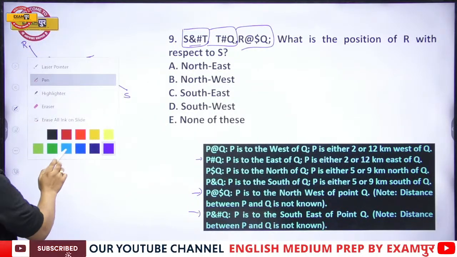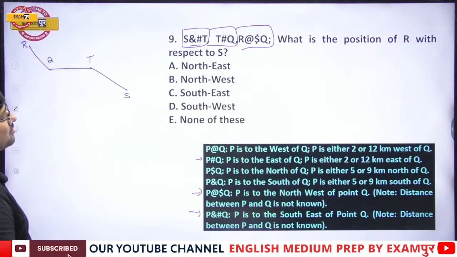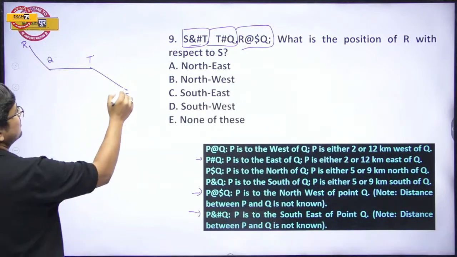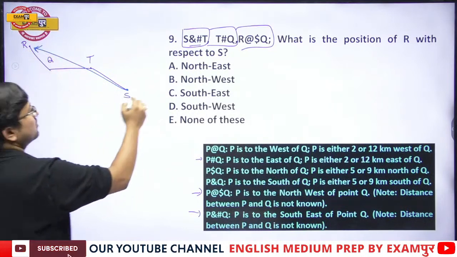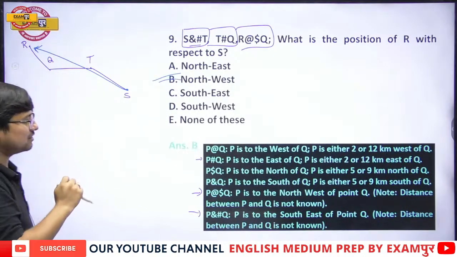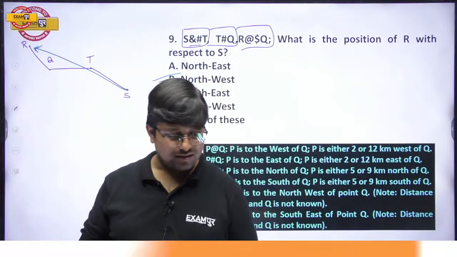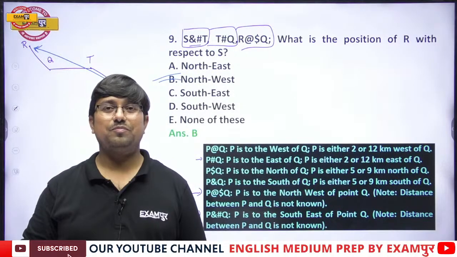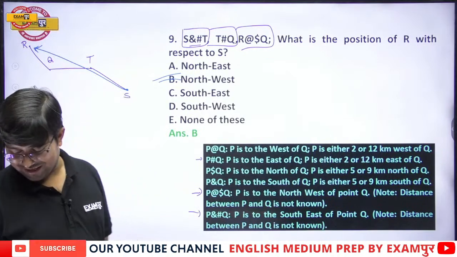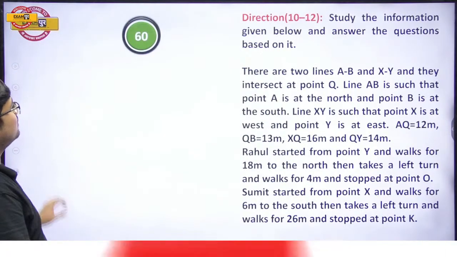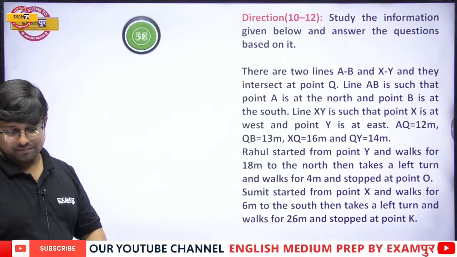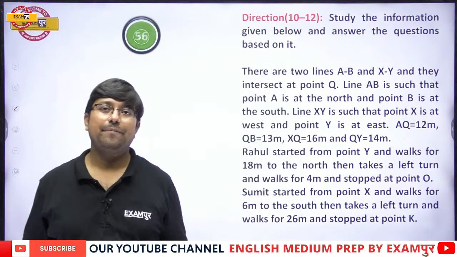Now see, my dear students, here we ask what is the position of R with respect to S. The position of R with respect to S is northwest, and therefore the valid answer is northwest. So be careful about the options, okay? Now, the next question. 2 minutes to draw the diagram, okay?